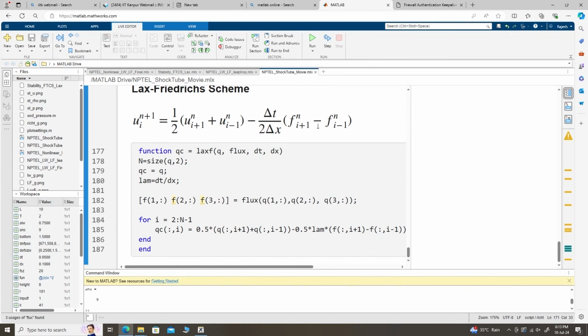So, this is the Lax-Friedrichs scheme. Again, there is a flux here. I have to calculate the flux only one time in this single step scheme, and this is how I am calculating QC, which is the variable that I want. This is what gets returned.